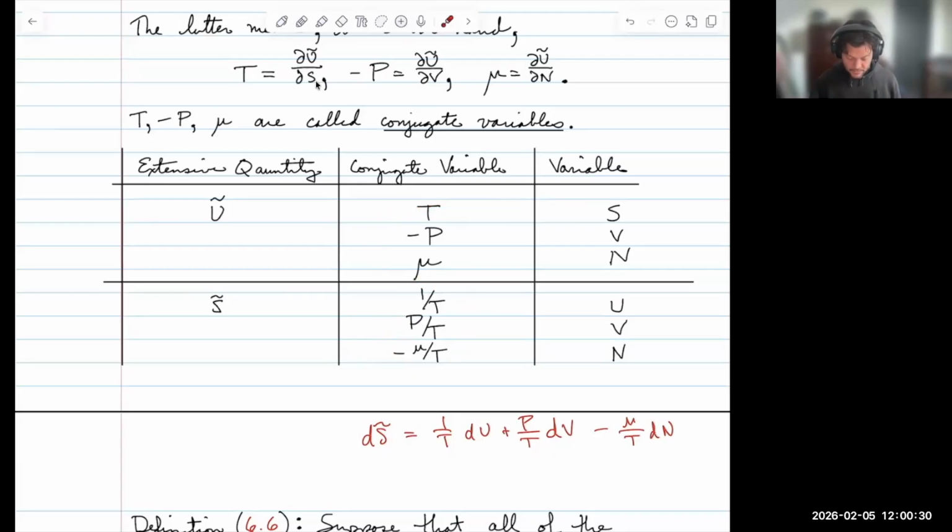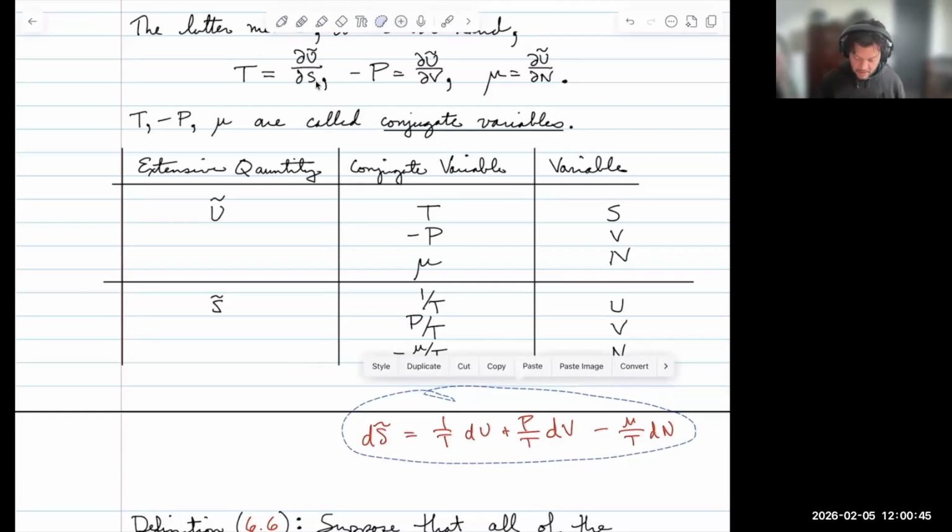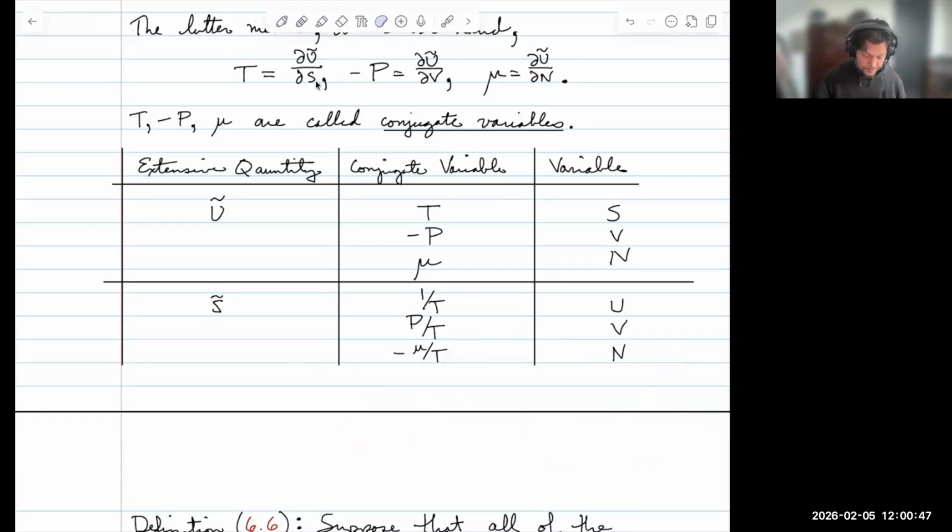And so 1 over T sits next to U, so that's its conjugate variable. P over T sits next to V, so that's the conjugate variable there, etc. So just make sure you understand that in this formulation, it's not the temperature which is conjugate to U. It's 1 over the temperature. It's not pressure which is conjugate to V. It's pressure over temperature, etc.